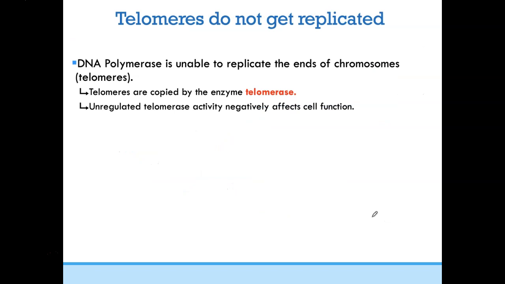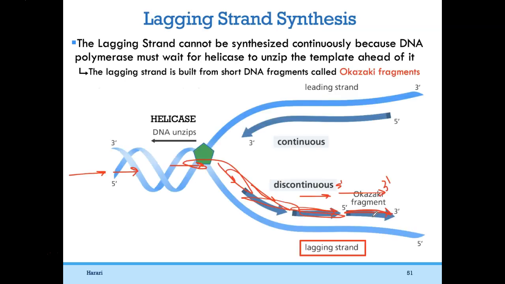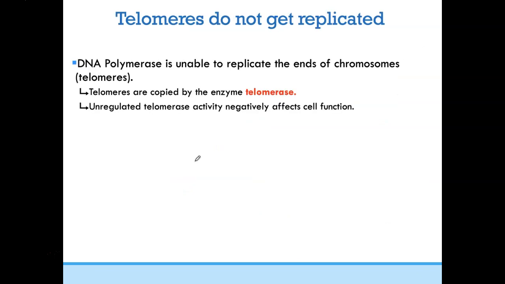DNA polymerase is unable to replicate the ends of chromosomes because of lagging strand synthesis. There's going to be a point where it can't open up anymore. It can't really grab onto anything and start making new DNA. That's the short of it. So the ends of chromosomes have to be replicated by an enzyme called telomerase.